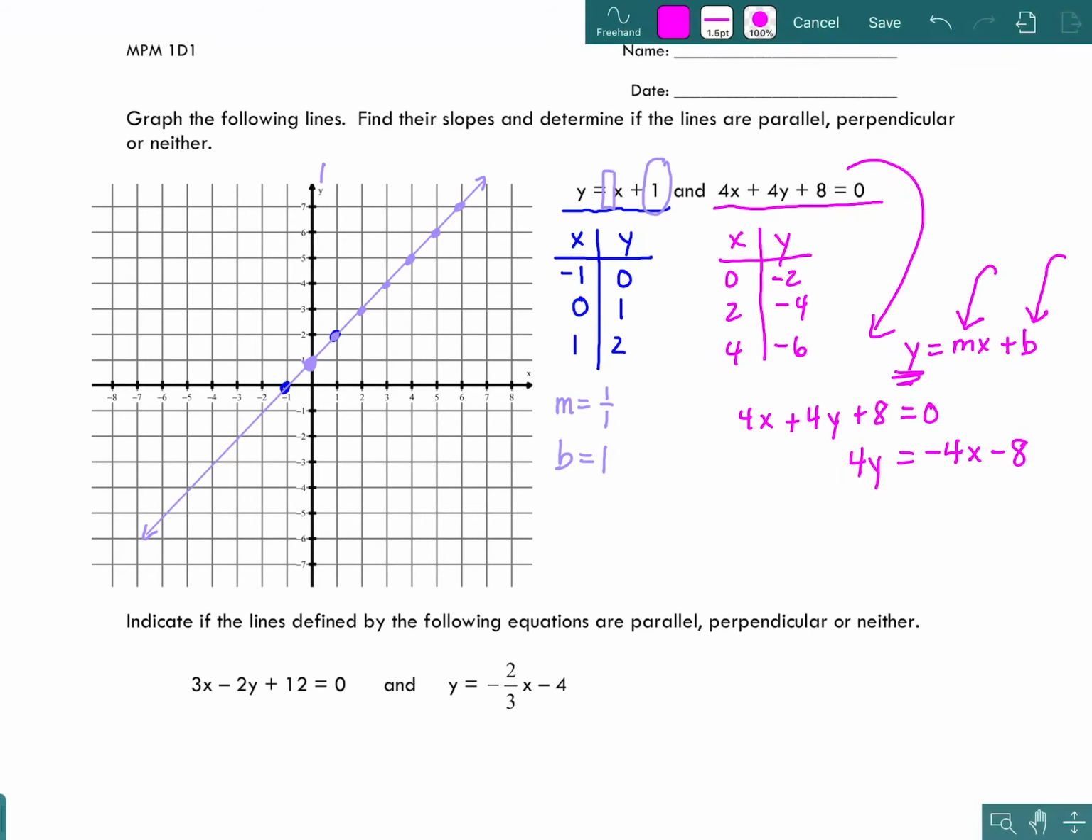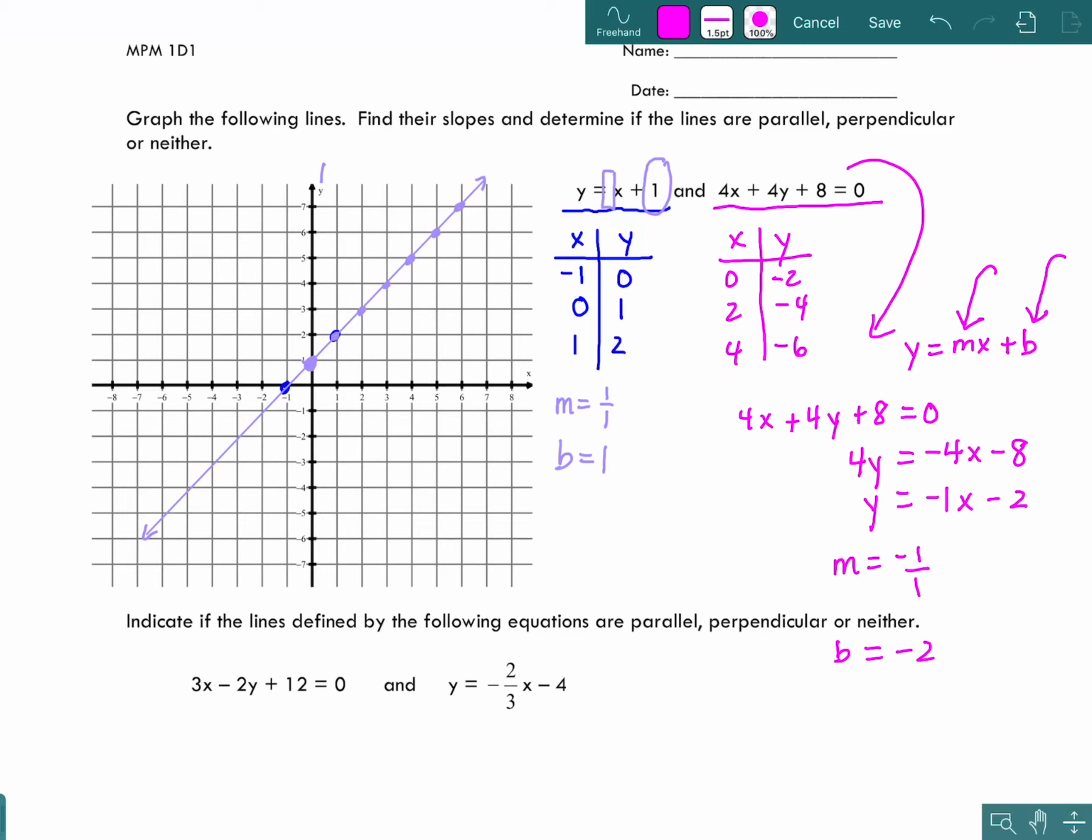Then to get y by itself, so it's in y equals mx plus b form, we would divide by 4 here. We would divide negative 4x by 4 to get negative 1x. We divide negative 8 by 4 to get negative 2. So this equation has a slope of -1 over 1, and it has a y-intercept of -2.